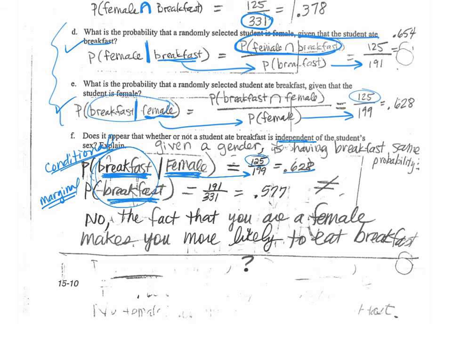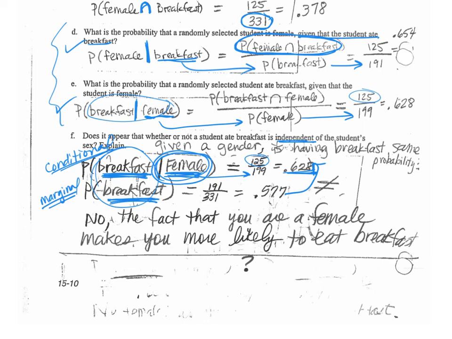So that means, are they independent? They are not independent, because the fact that you are female makes it more likely that you eat breakfast. Because given that you're a female, you have a higher probability of eating breakfast.